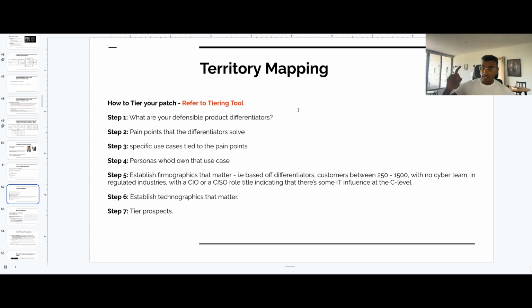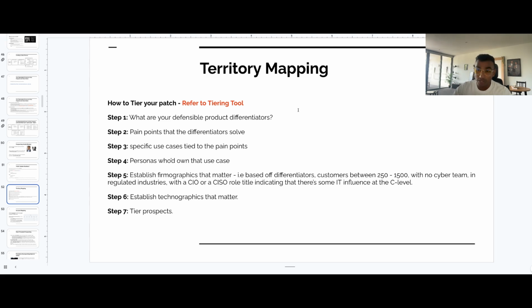The first thing that you want to start with, and a lot of people get this wrong, is they do not understand what their defensible product differentiators are. Now, you're probably looking at that and going, what do you mean, defensible differentiators, right? Differentiators are different to defensible differentiators. Normal differentiators are things that differentiate you from other vendors in the market. Defensible differentiators are the things that no one else can recreate, or if they want to recreate it, it's going to take them a very long time, okay?